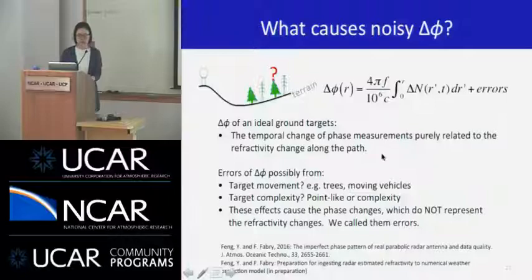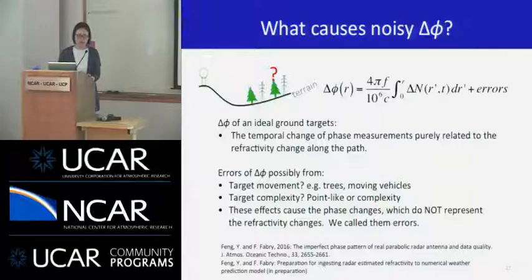For example, if a target like a tree moves, it will cause range changes. If the range changes, your phase will change. And this doesn't represent anything refractivity-related, but we cannot quantify it. So we call this an error term.